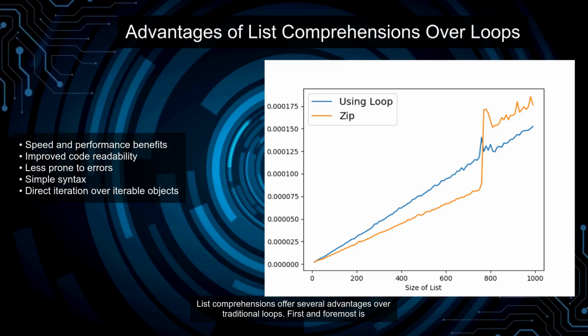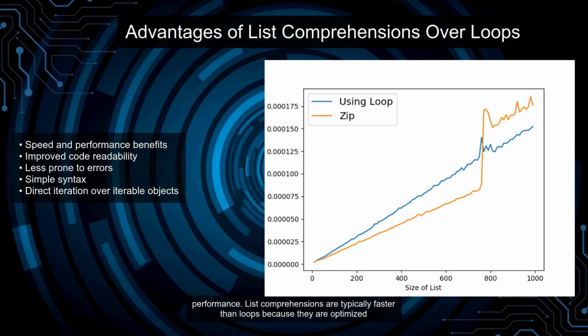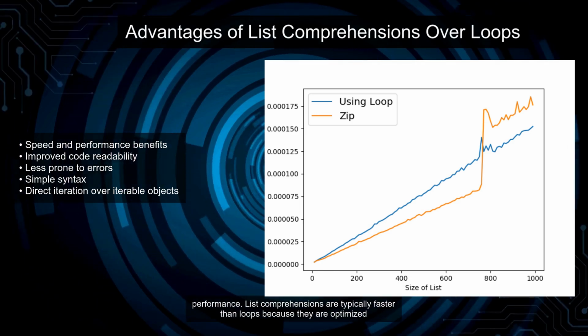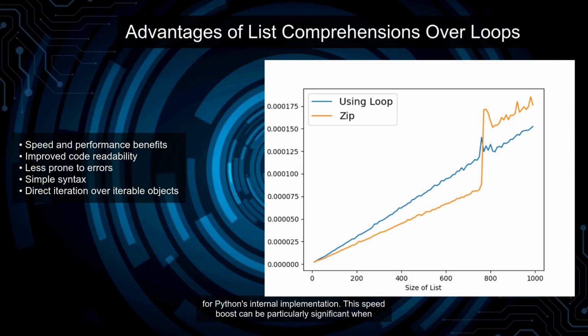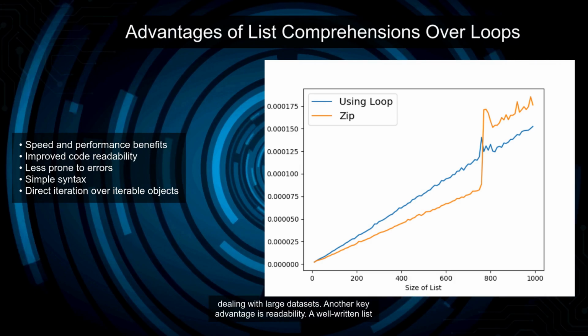List comprehensions offer several advantages over traditional loops. First and foremost is performance. List comprehensions are typically faster than loops because they are optimized for Python's internal implementation. This speed boost can be particularly significant when dealing with large datasets.